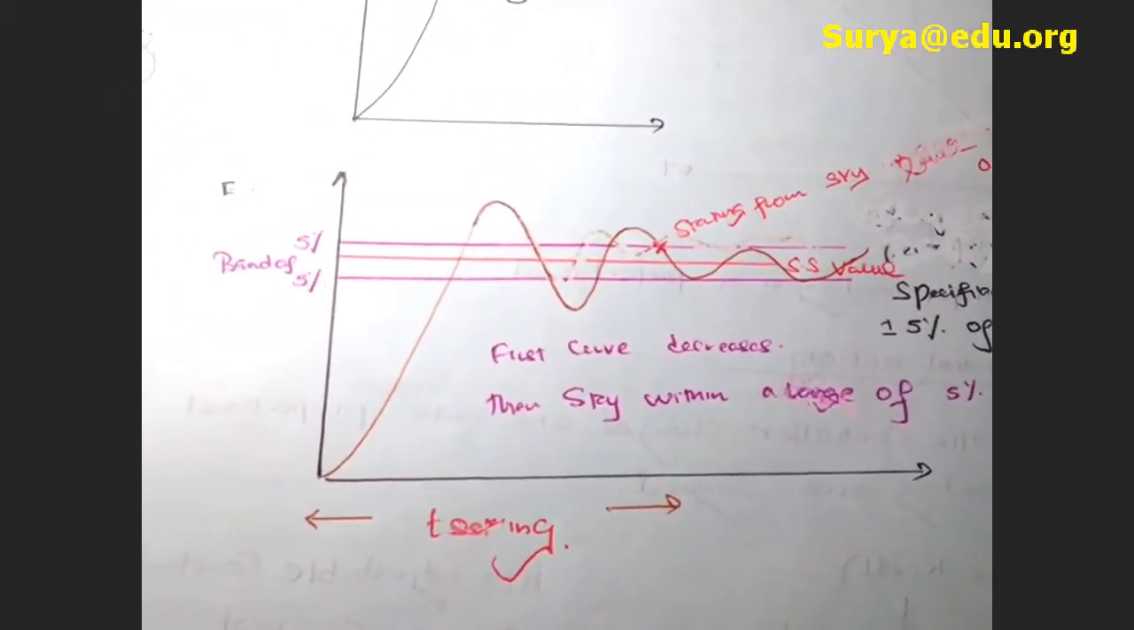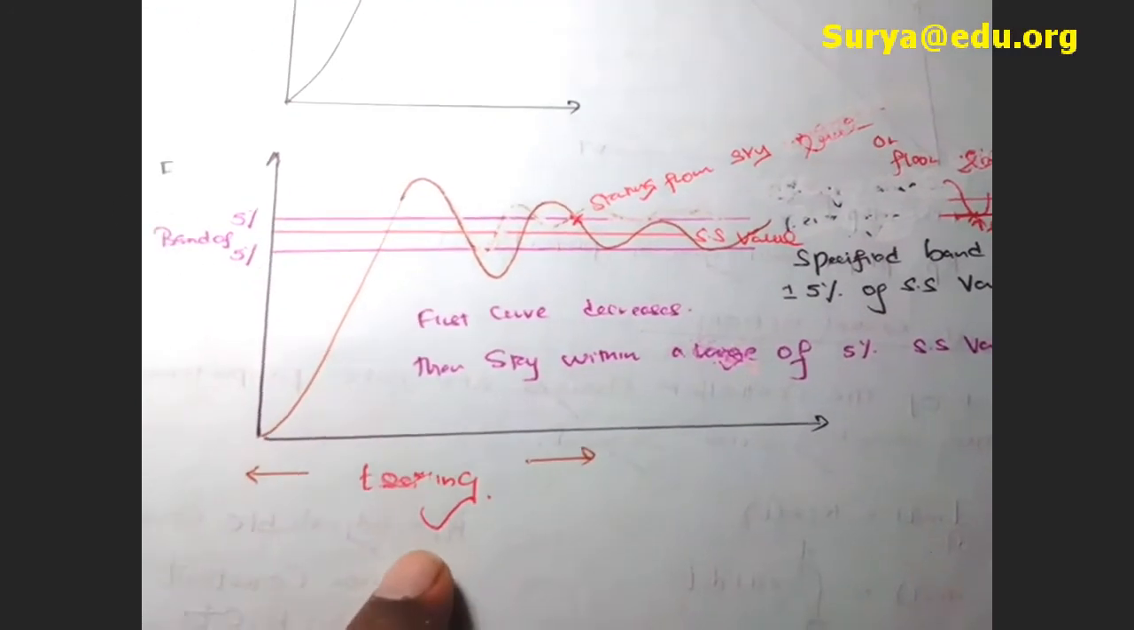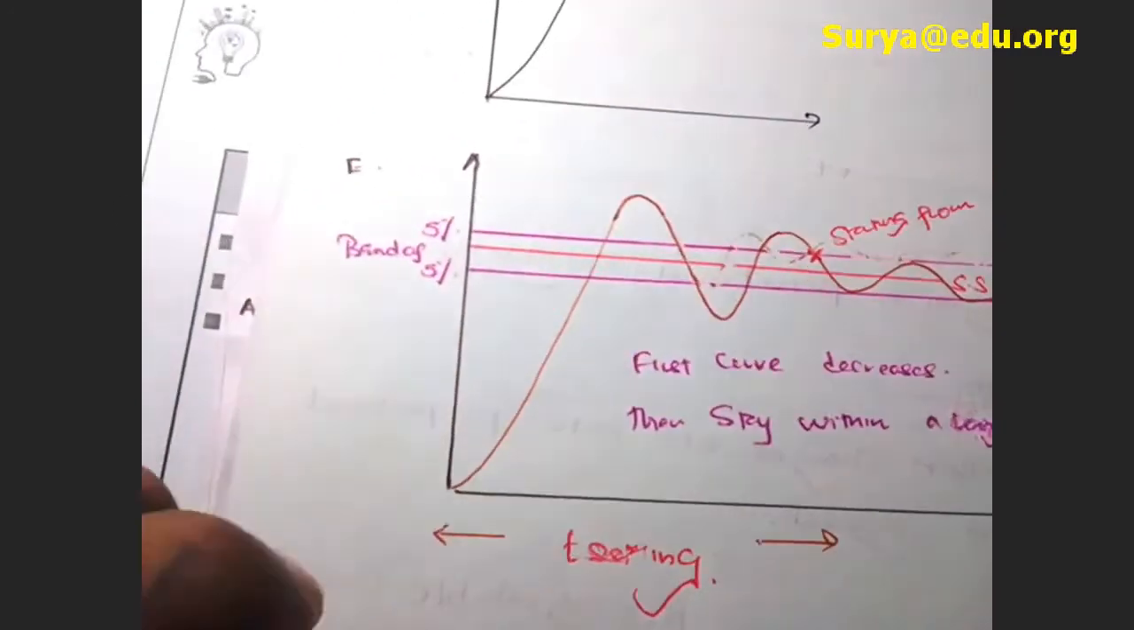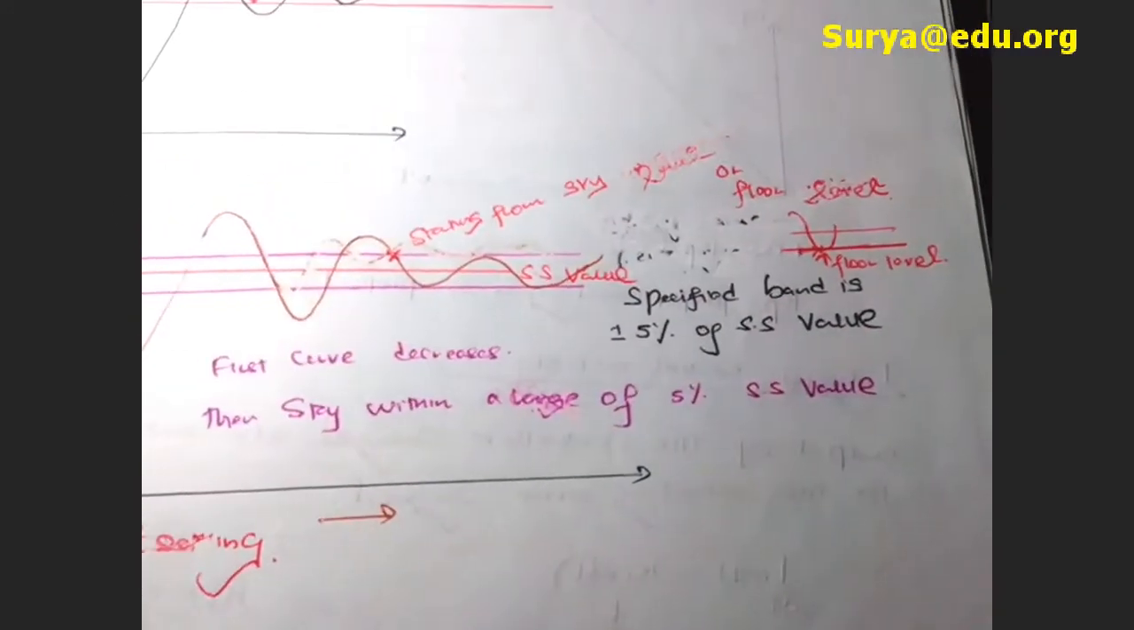And what is this? The settling time. I told you what settling time is: the time taken for it to get settled within a certain region or a certain percentage. So that's it.